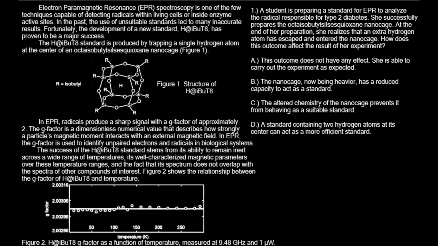Answer choice A says this outcome does not have any effect. She is able to carry out the experiment as expected. Answer choice B says the nanocage, now being heavier, has a reduced capacity to act as a standard. Answer choice C says the altered chemistry of the nanocage prevents it from behaving as a suitable standard. Answer choice D says a standard containing two hydrogen atoms at its center can act as a more efficient standard.